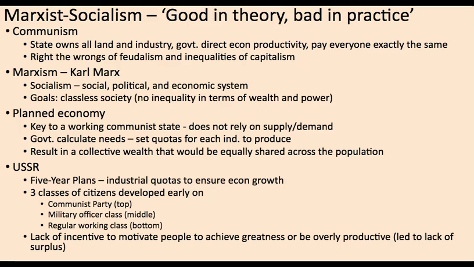Joseph Stalin, the leader of the USSR initially, sets up 5-year plans to try and, again, plan this out and make it work. Industrial quotas to ensure economic growth. Unfortunately, the idea of a classless society gets thrown out pretty fast. You've got the Communist Party, which is the ruling class, and then you've got the military officers, the army, which is the second class, and then you've got everybody else.